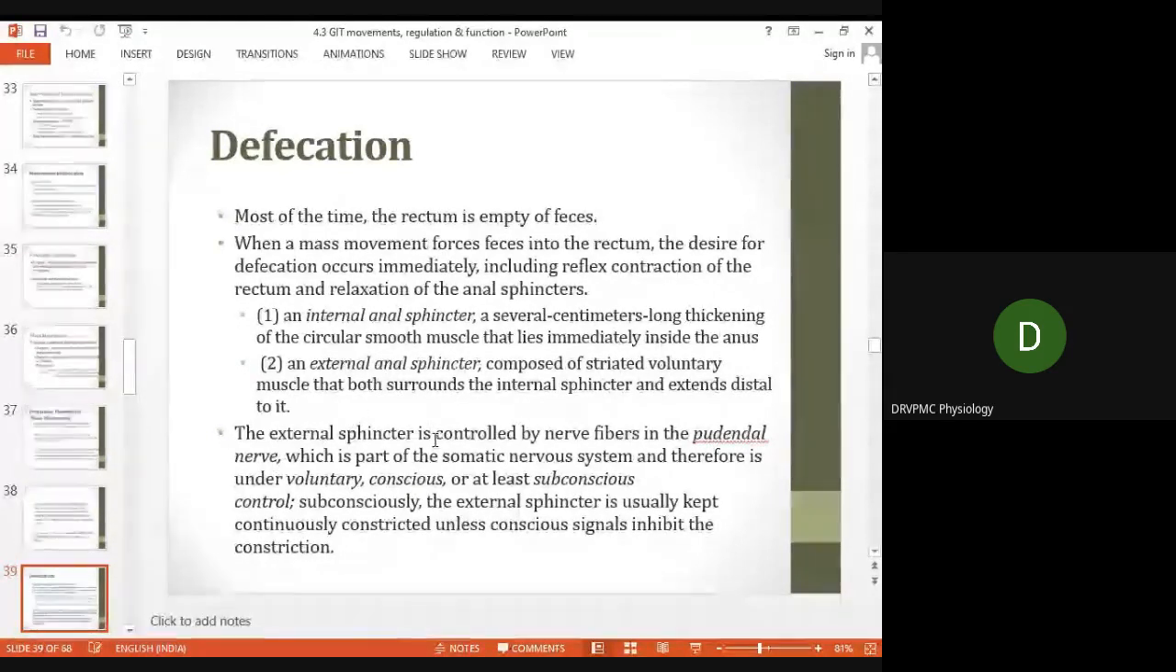The external sphincter is controlled by nerve fibers in the pudendal nerve, which is part of the somatic nervous system, and therefore it is under voluntary, conscious or at least subconscious control.